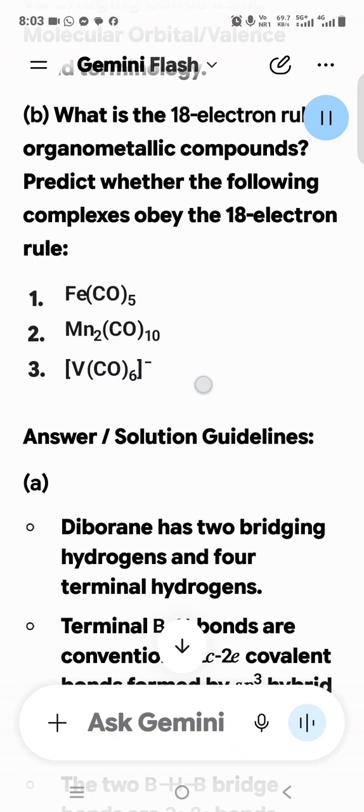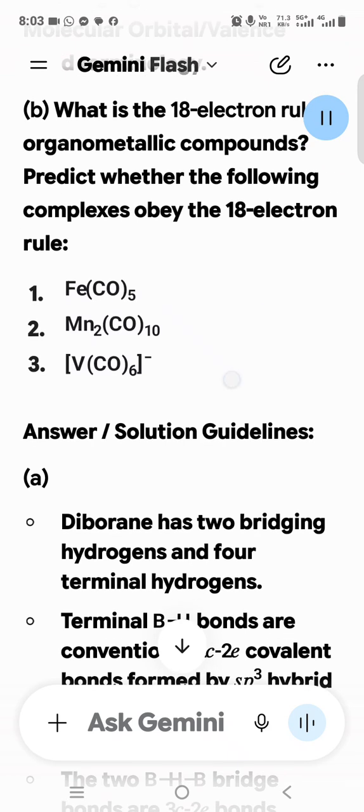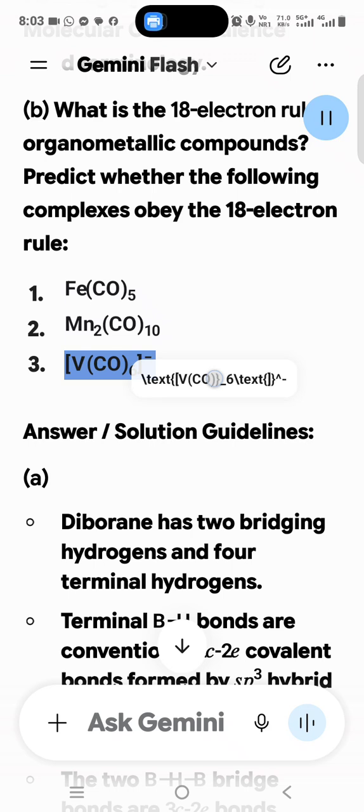B. State Heisenberg's uncertainty principle. Estimate the minimum uncertainty in the velocity of an electron confined within a nucleus of diameter 10^-14 m. Given m_e equals 9.1 times 10^-31 kg, h equals 6.626 times 10^-34 J·s. Answer/solution guidelines. A.